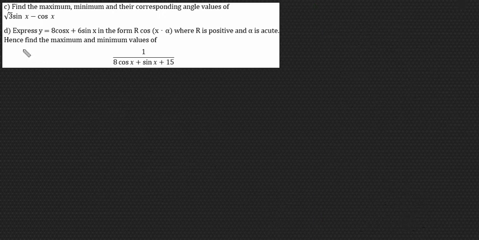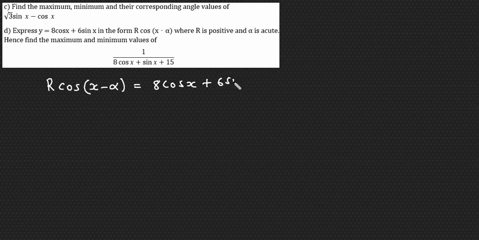Let us see how we do it. Express y equal to 8 cos x plus 6 sin x in the form of r cos. Now here we've been given what to use. So we have r cos(x minus alpha) equal to 8 cos x plus 6 sin x. We've been given what to use, so we just use that.